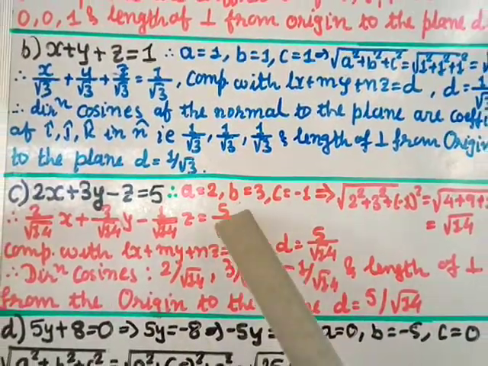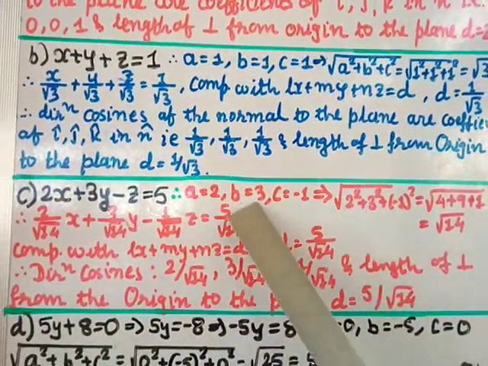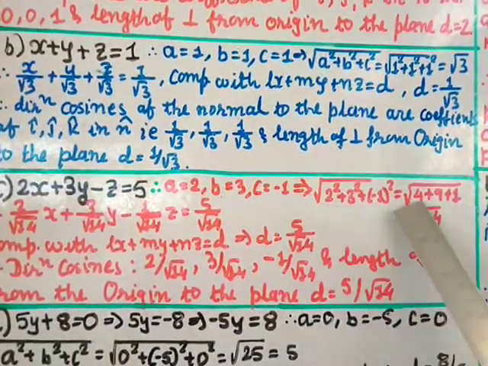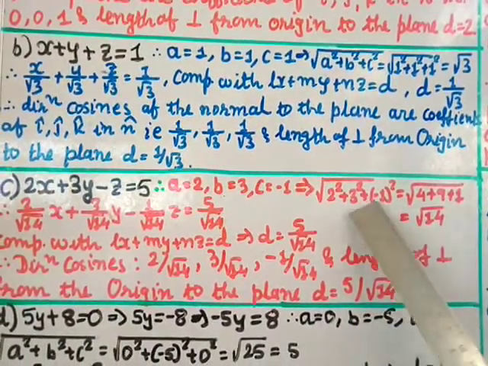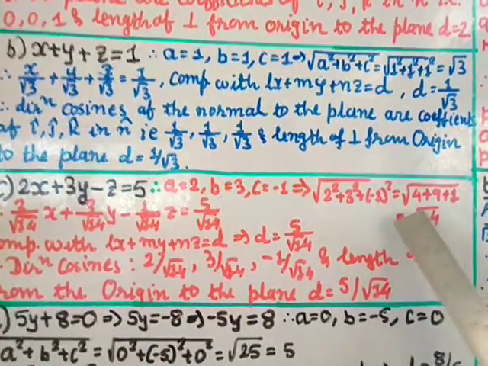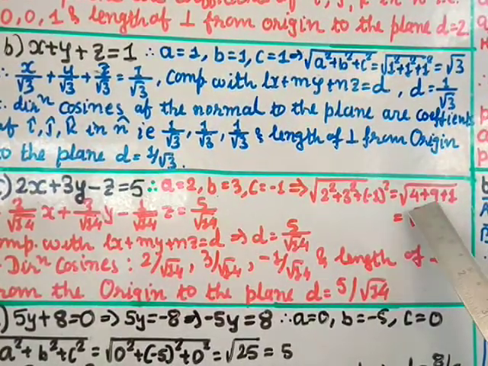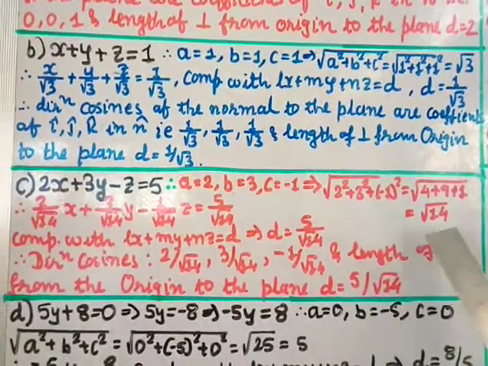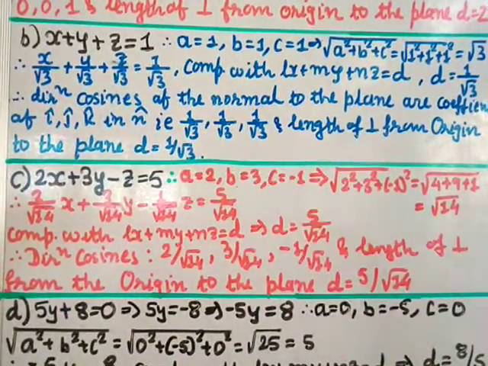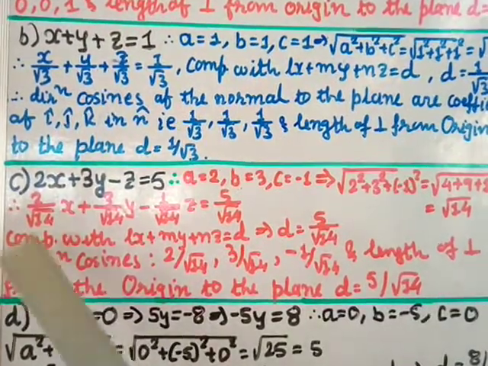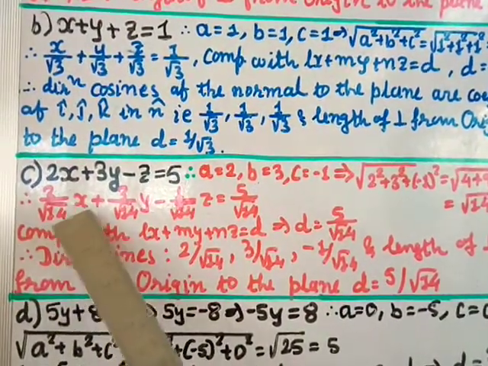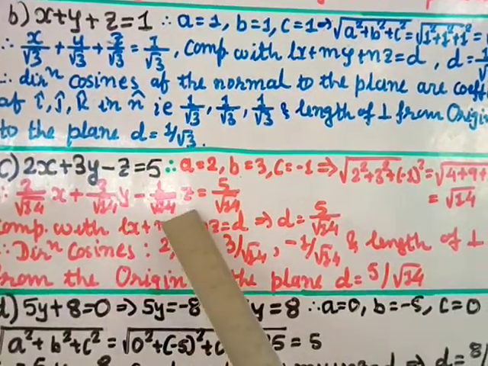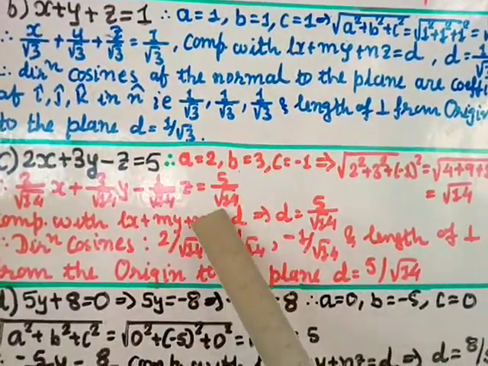Just like previous question. So equal to 2 square plus 3 square plus minus 1 square equal to square root of 2 square is 4 plus 3 square is 9 plus minus 1 square is 1. So it equal to under the square root 4 plus 9 plus 1 gives you 14. Now we divide each term by root 14, that is the square root of a square plus b square plus c square. So here you get 2 by root 14 into x plus 3 by root 14 into y minus 1 by root 14 into z equal to 5 by root 14.